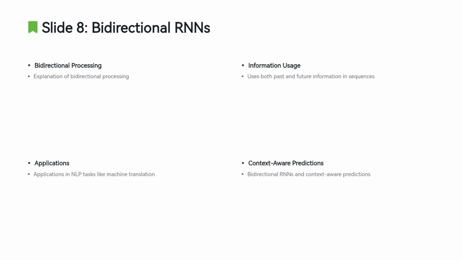The forward pass captures information from previous time steps, while the backward pass captures information from future time steps. This bidirectional structure allows the model to be more context-aware and can improve performance on various NLP tasks, including named entity recognition and part-of-speech tagging.